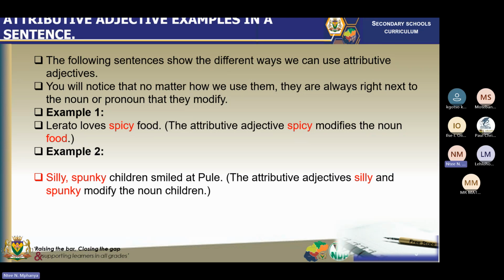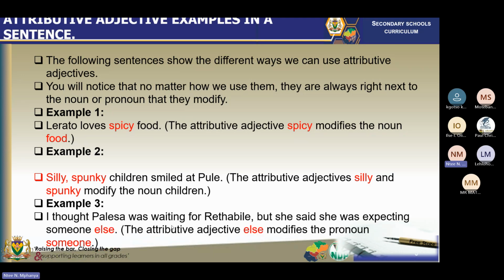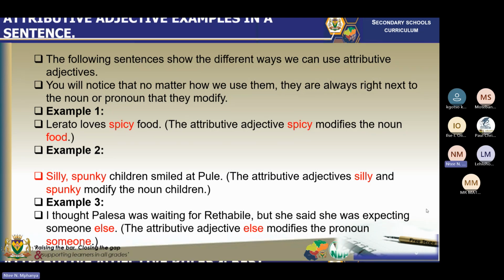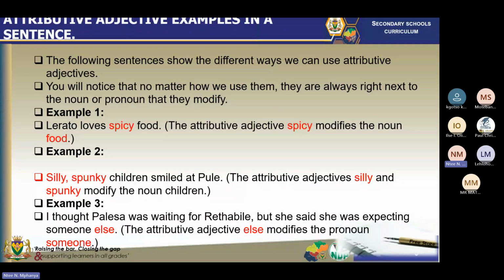Silly, spunky children smiled at Bule. The attributive adjectives silly and spunky modify the noun children. The last example: I thought Palisa was waiting for Itabile, but she said she was expecting someone else. The attributive adjective else modifies the pronoun someone. She was not waiting for someone specific, but she was waiting for someone else.